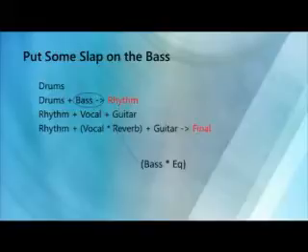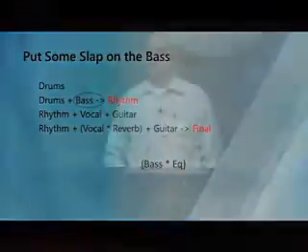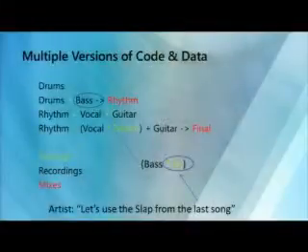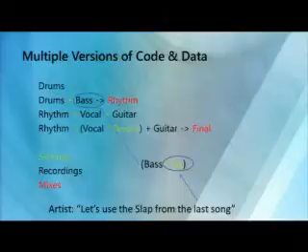The problem is the artist might come back later and say, put some slap on the bass, which is a type of equalization curve. Well, the problem is that I sent it out to rhythm, which is already in a box. I already recorded that. And now I can't go back and change that part. And worse, he'll say something like, let's use the slap settings from the last song. So now I've got settings that I have to keep track of. I have recordings that were originally recorded from musicians, and I've got mixes that have been put down onto tape, so to speak. You have multiple versions of code and data, and these guys are just logistically in a bind.